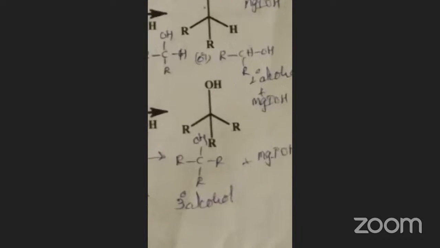This type of unstable intermediate is produced. This intermediate is involved in the hydrolysis. Then H plus is added to the oxygen atom and OH is added to magnesium iodide. Then it produces a tertiary alcohol like this structure. Okay, this is regarding the preparation of primary, secondary, and tertiary alcohol.